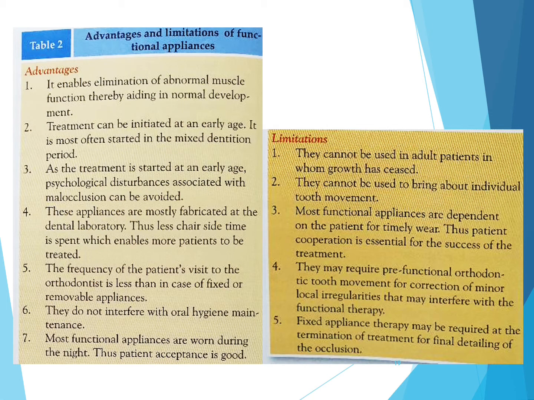However, there come some limitations. First limitation is they cannot be used in adult patients in whom growth has ceased. They cannot be used to bring about individual tooth movement, and most functional appliances are dependent on the patient for timely wear. Thus, patient cooperation is essential for the success of the treatment. They may require pre-functional orthodontic tooth movement for correction of minor local irregularities that may interfere with the functional therapy. Fixed appliance therapy may be required at the termination of treatment for final detailing of the occlusion.